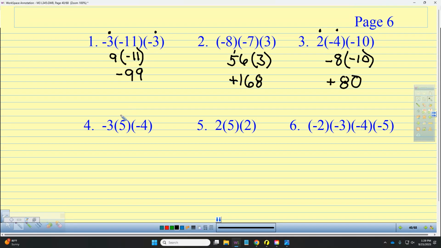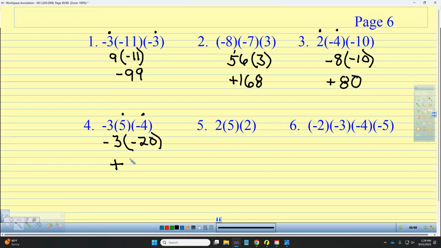If I was doing this one, I'd probably do the 5 and the 4 first because I like to get a 20. That makes it easy. So I've got negative 3 I bring down. And then 5 times negative 4 is a negative 20.